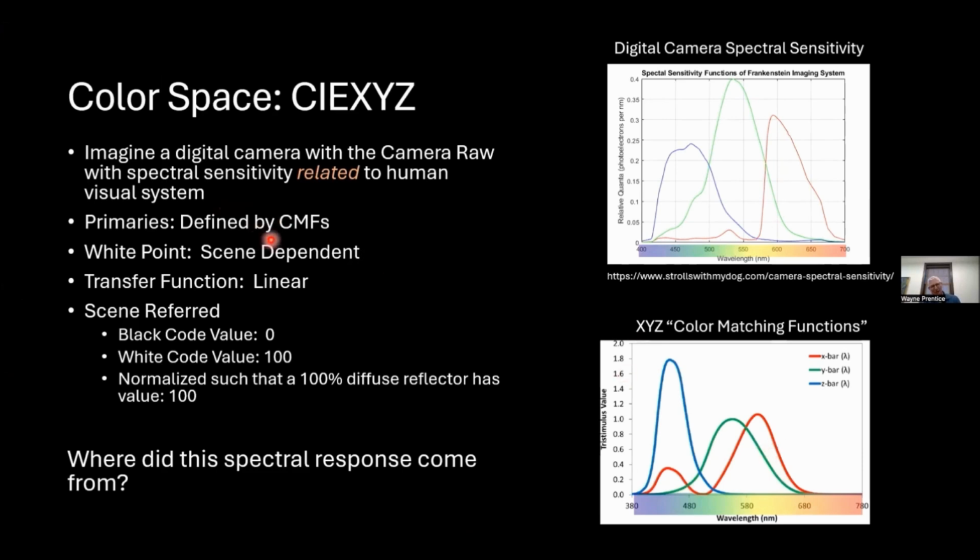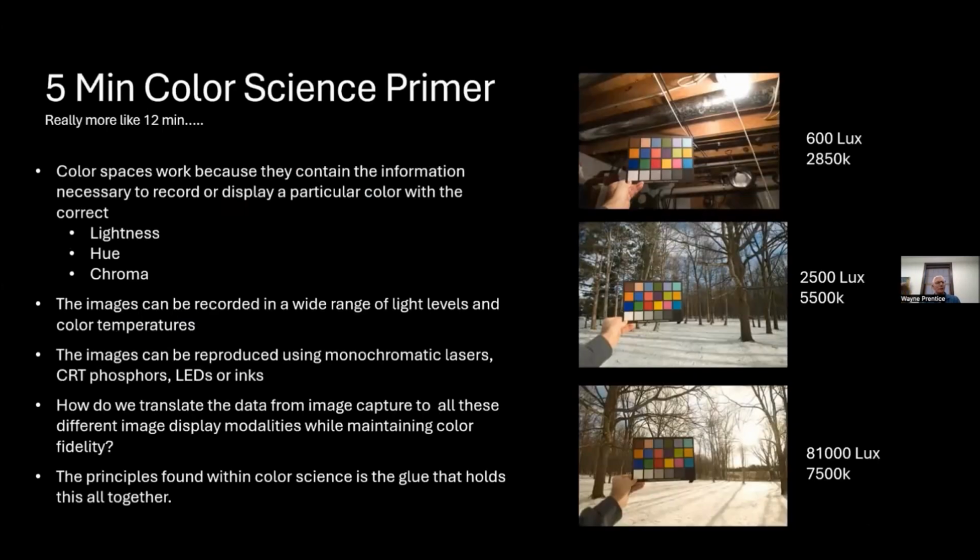The white point, again, is seed dependent. The transfer function is linear with light, and it's an input scene-referred color space, and it's scaled such that black is 0, 100% diffuse reflector is 100. So we're going to talk about these curves here, but first we're going to do a 5-minute color science primer.